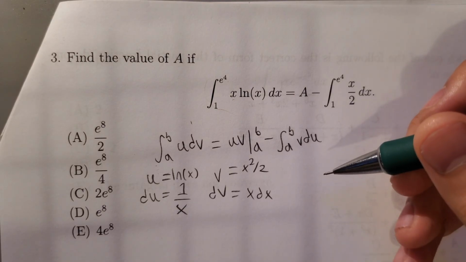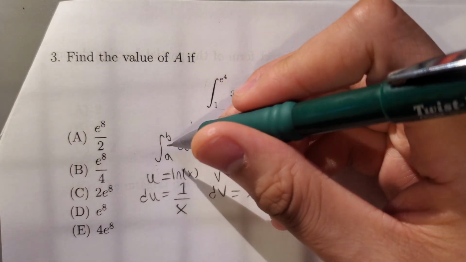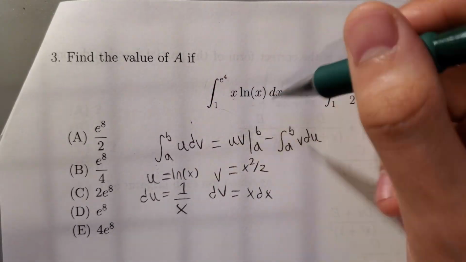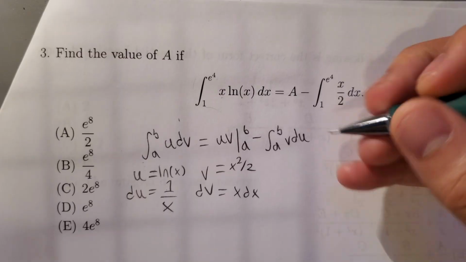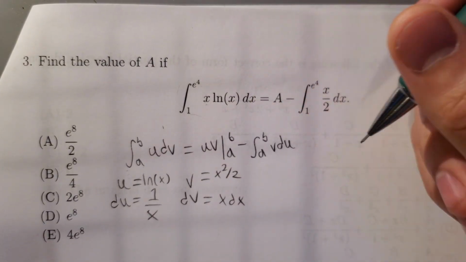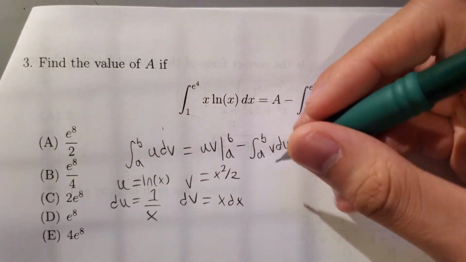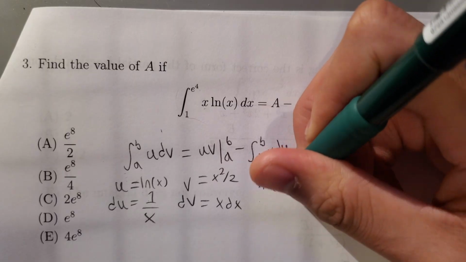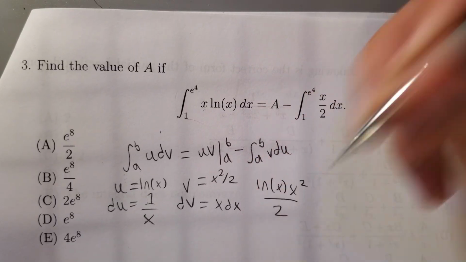And then if you're a little bit confused about this u dv part, if you plug in u and dv into this, you'll end up with the original integral. So I'm going to focus on this part of the integration by parts formula. So u is ln of x, v is x squared over 2. So this ends up being ln of x times x squared over 2.